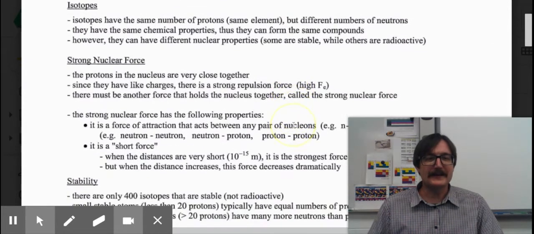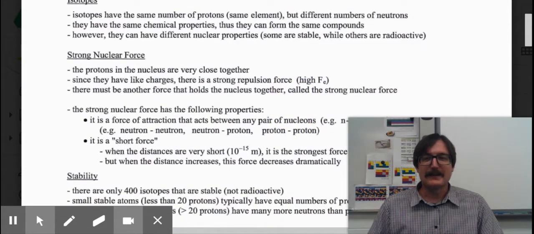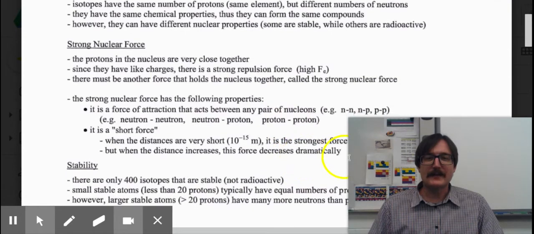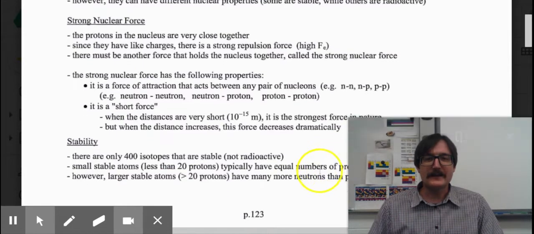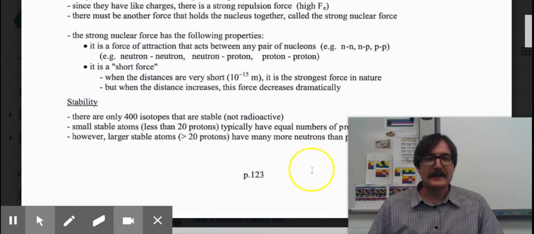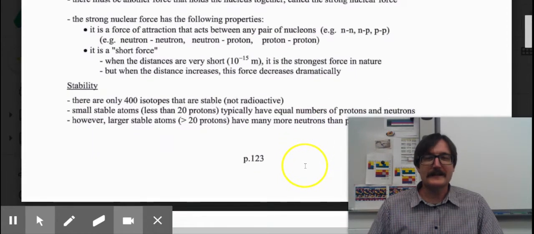Okay, we can't talk about the nucleus without discussing the strong force. The protons of the nucleus are very close together. Since they have like charges, there is a strong repulsion, a high electrostatic force, or electric force. The strong nuclear force has the following properties. It's a force of attraction that acts between any pair of nucleons. In other words, neutron to neutron, neutron to proton, and proton to proton. It is a short-range force. While the distances are very short, 10 to the -15 meters, it is the strongest force in nature. But when the distance increases, the force decreases dramatically.